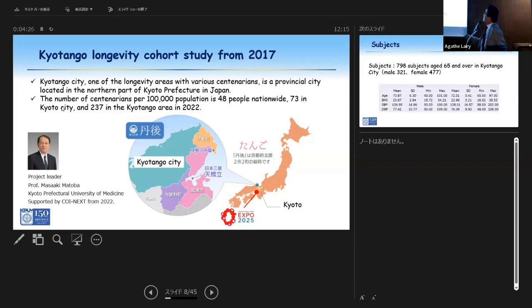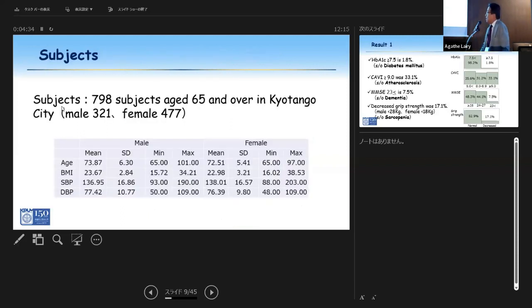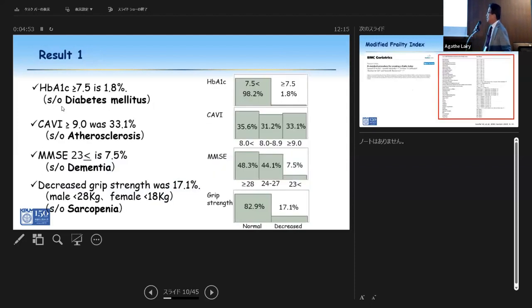This study just started in 2017. Mean age is 73 years old. Mean BMI is 23, systolic blood pressure averages 163, and diastolic blood pressure 77. A very healthy group in this area. I summarize the data of diabetes, vascular aging, dementia measured by MMSE, and sarcopenia measured by grip strength. I'm showing this slide: just 1.8% are diagnosed as suspicious of diabetes, a very low incidence of diabetes in this area.